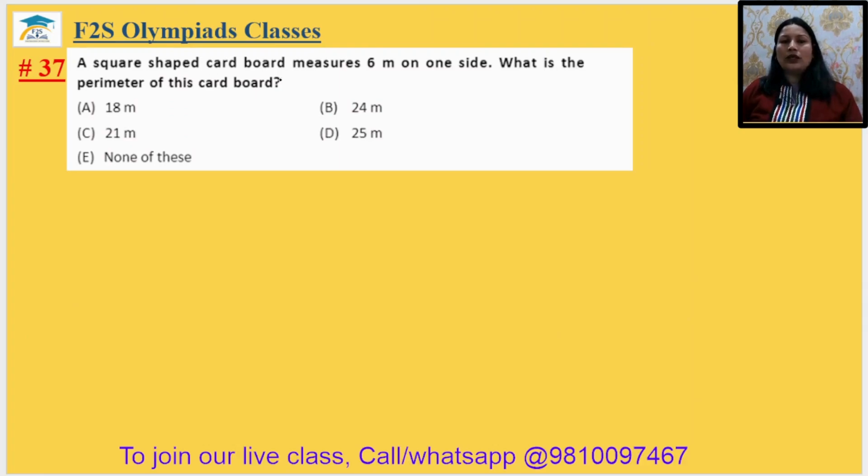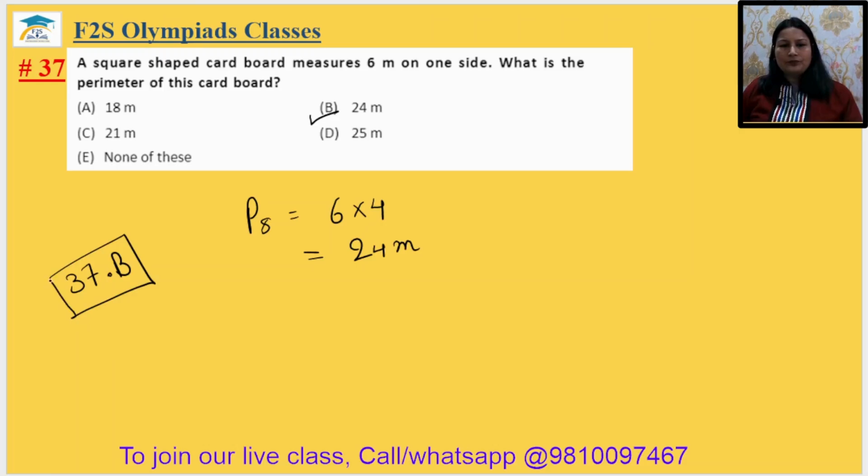37. A square shaped cardboard measures 6 meter on one side. What is the perimeter of this cardboard? Very simple. Perimeter of the square board will be 6 multiplied by 4 or 4 multiplied by 6, that is 24 meter. It is in the option number B. 37 answer will be option B.